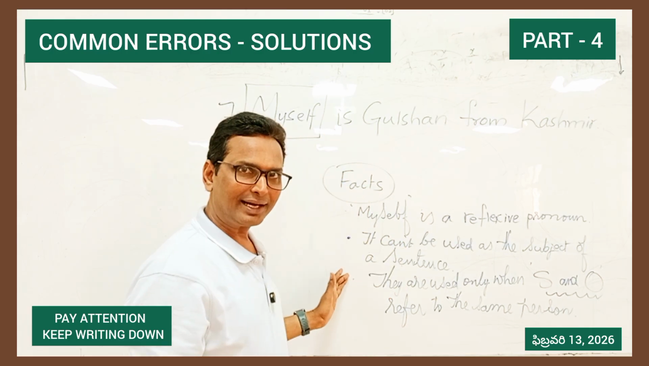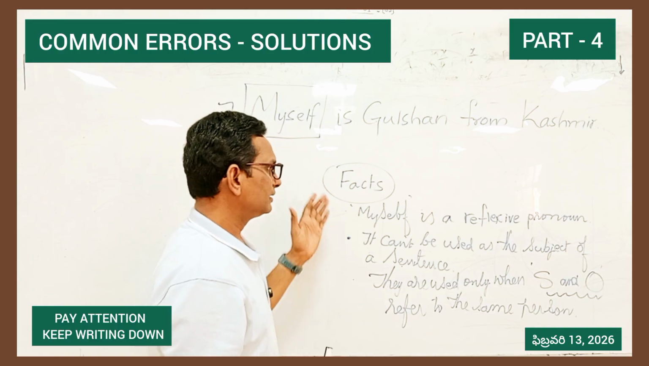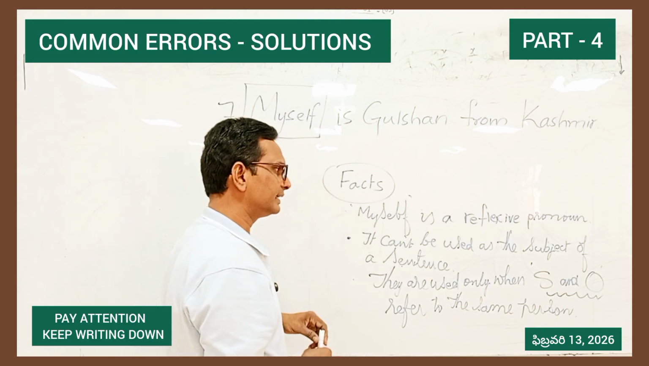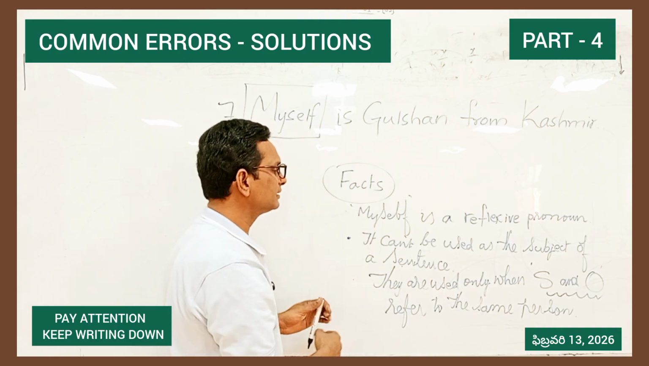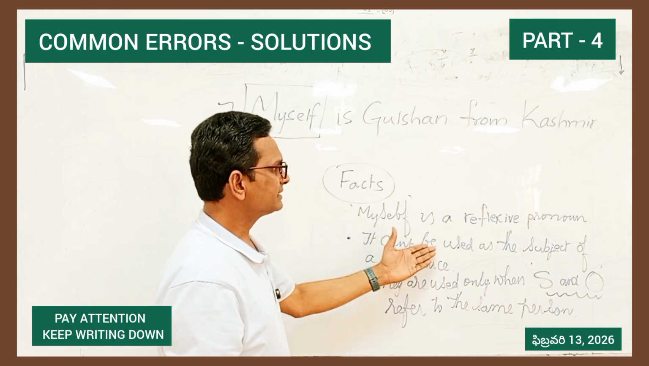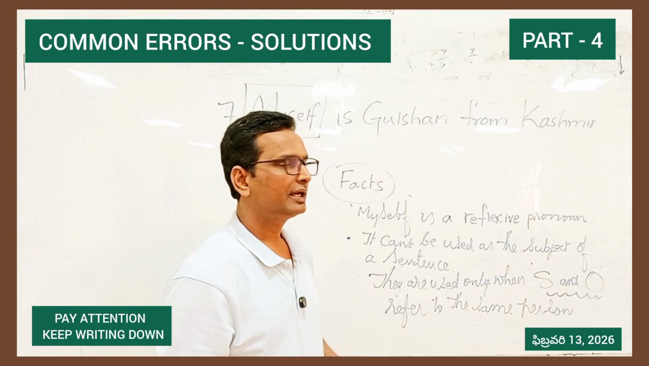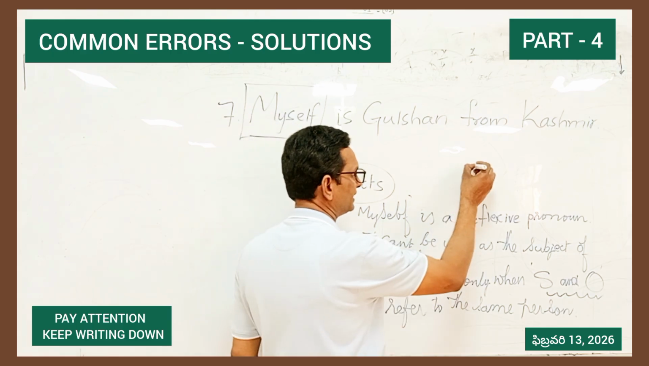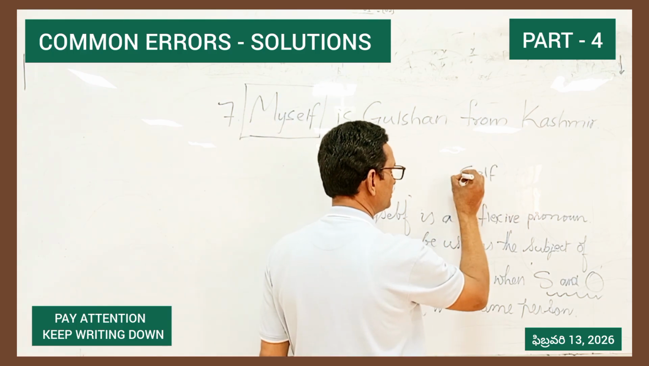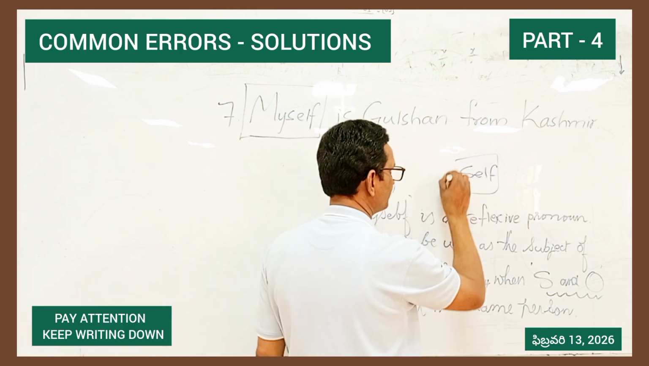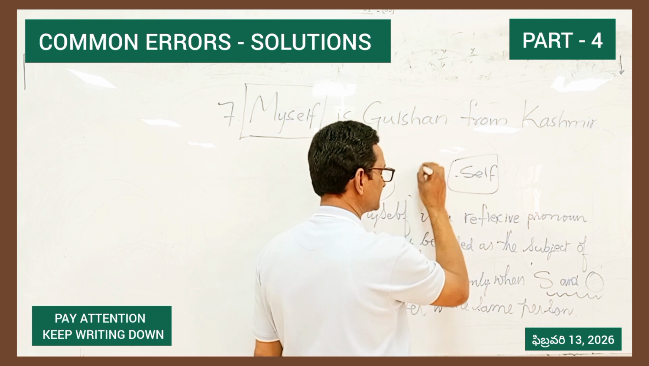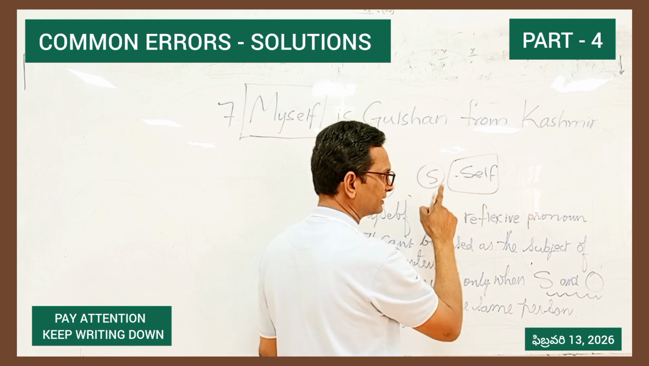We have some theory behind this. There are some facts. What are they? Let's take a look at this. Myself is a reflexive pronoun. Reflexive pronouns are actually made with self. SELF, self. When you use self, it is for singulars. Singular means only one person.